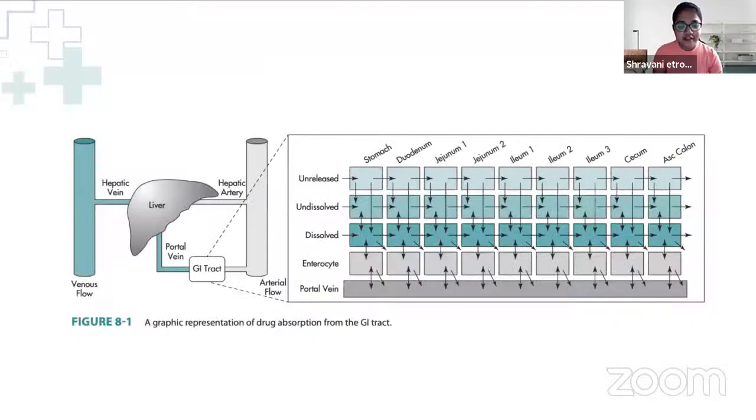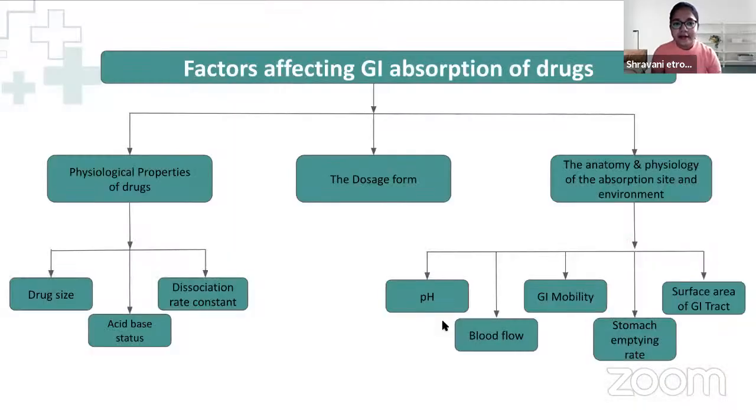This is a graphical representation of how the drug is absorbed from the GI tract. When it comes to the factors affecting GI absorption of drugs, there are three major factors: physiological properties of drugs, the dosage form, and the anatomy and physiology of the absorption site and environment. In this seminar, we'll be largely focusing on the anatomy and physiology of the absorption site and environment.